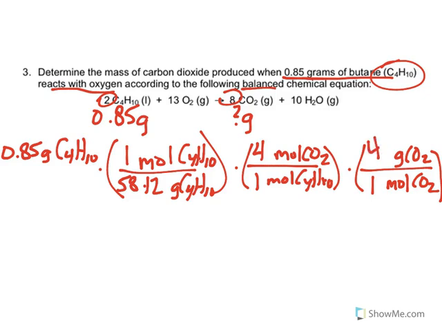1 mole of CO2 has a molar mass of 44.01 grams. Again, multiply across the top, divide across the bottom. You should only have 2 sig figs in this answer. So it looks like it's going to come out to 2.6 grams of CO2.